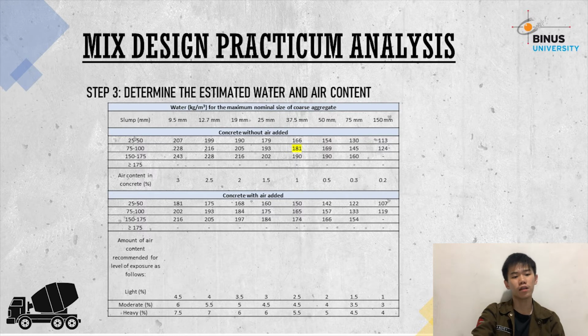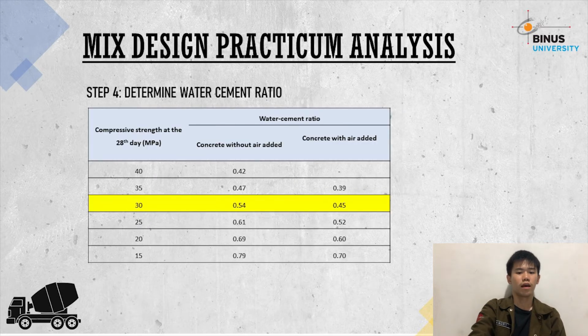Then, we need to determine the estimated water and air content. From the slump value obtained and the maximum aggregate size, we could obtain the amount of water needed, which is 181 kg per cubic meter. And then, we need to determine the water-cement ratio. The target compressive strength we aim at is 30 megapascal. Therefore, the water-cement ratio is 0.54.